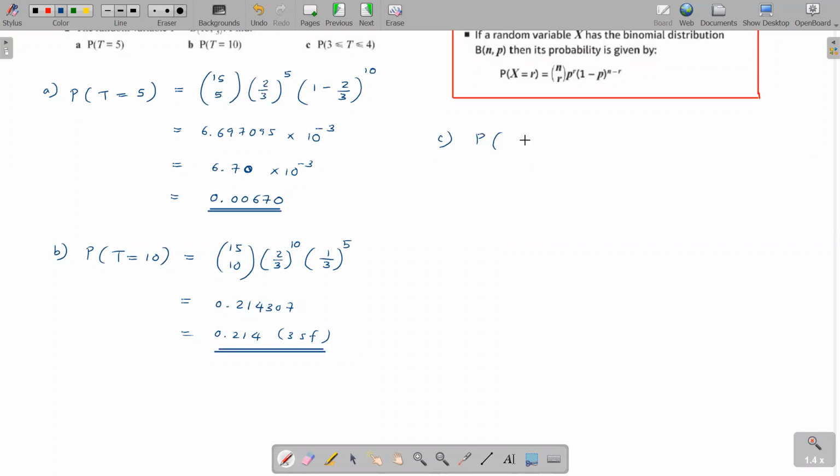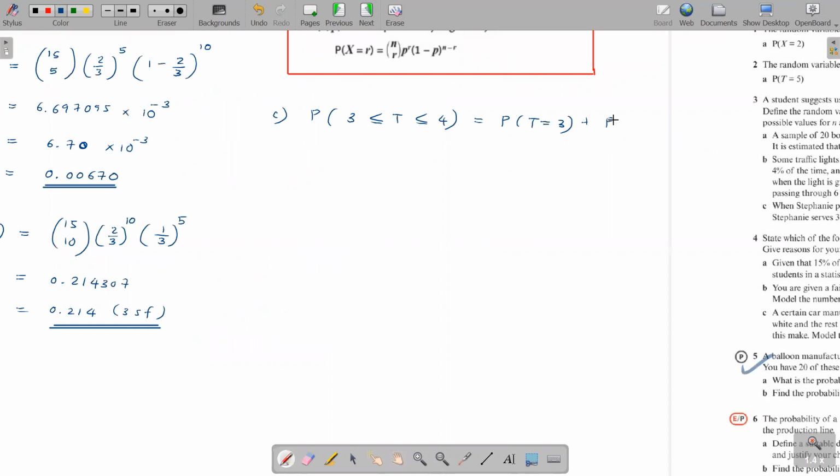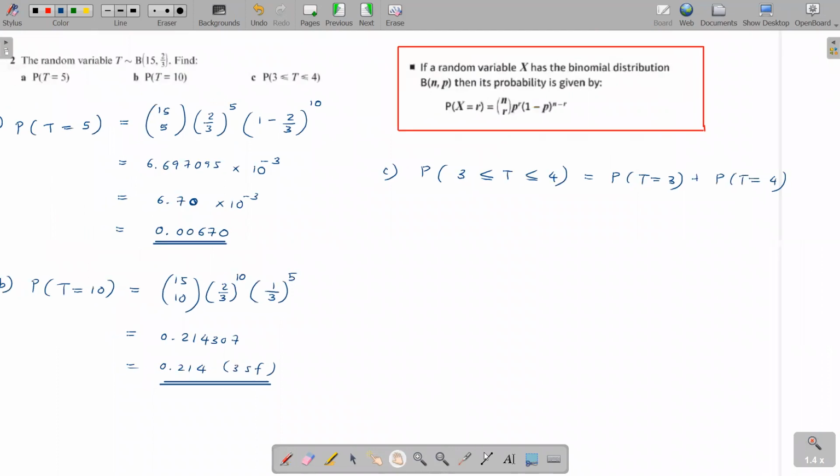Next one, probability T is greater than or equal to 3, less than or equal to 4. Guys, what are the T values that are included here? This includes the T value of 3, you know, T is discrete, right? And the T value 4. So you don't have anything more, right? There are no T values in between 3 and 4 because it's a discrete variable. So over here, the random variable T represents only the integer figures, right?